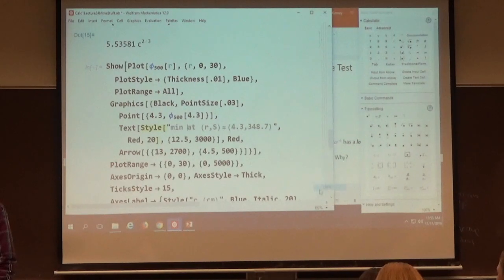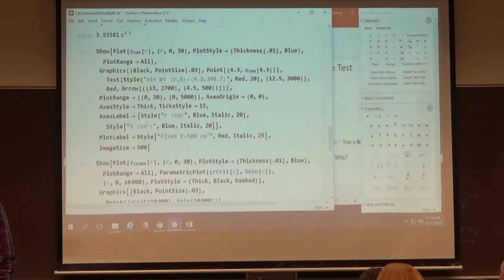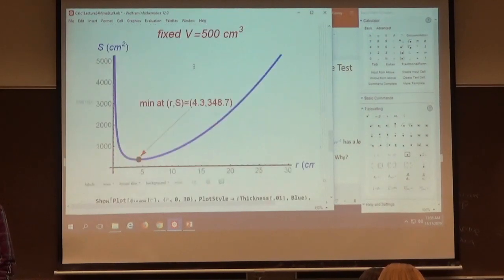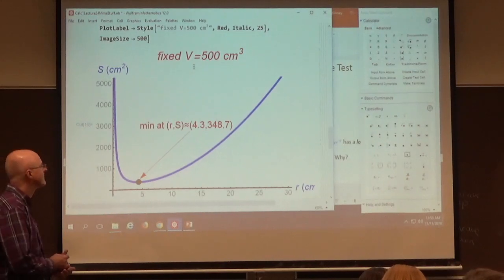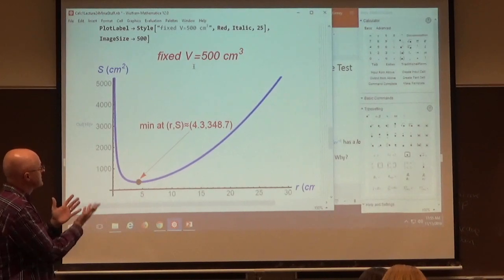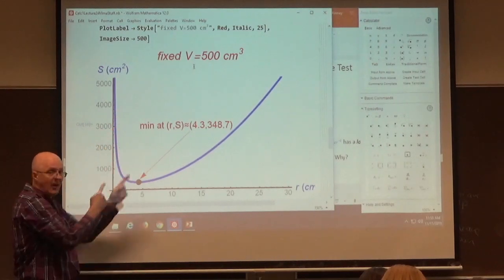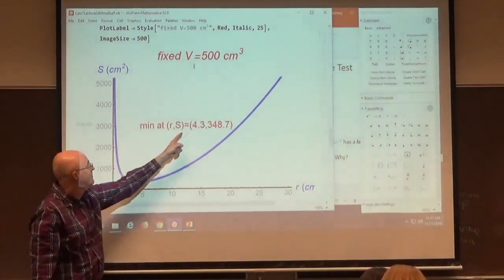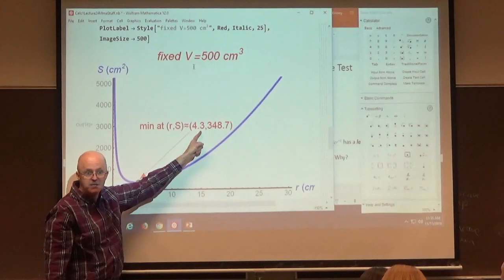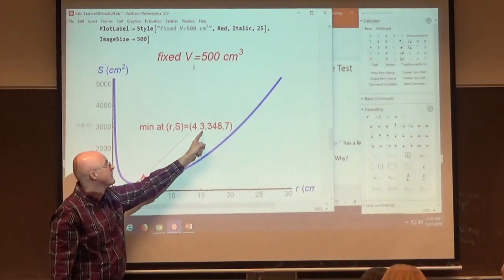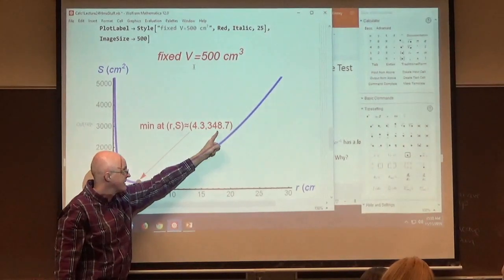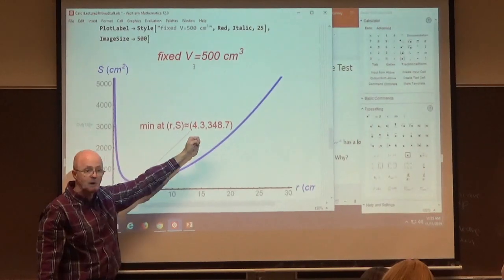For a particular value c, I picked c to be 500 here, 500 cubic centimeters. I know this is very complicated looking code, but this shows the graph and it shows the minimum. And I'm using again c equals 500 cubic centimeters, and now I'm getting actual numbers here. The best radius to use is 4.3 centimeters. The minimum surface area itself is 348.7 square centimeters.